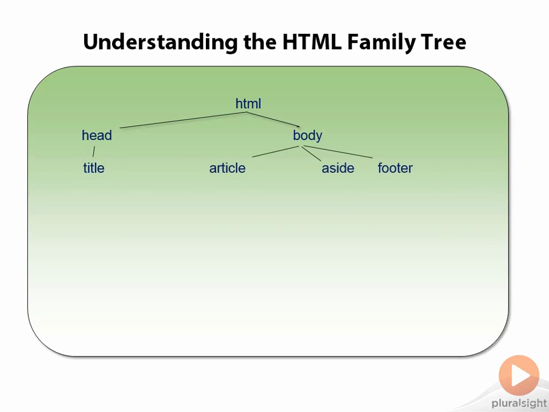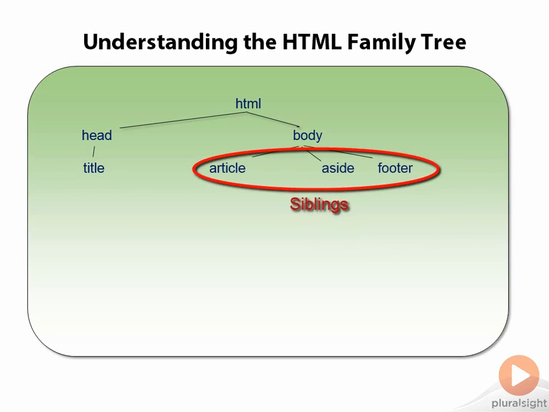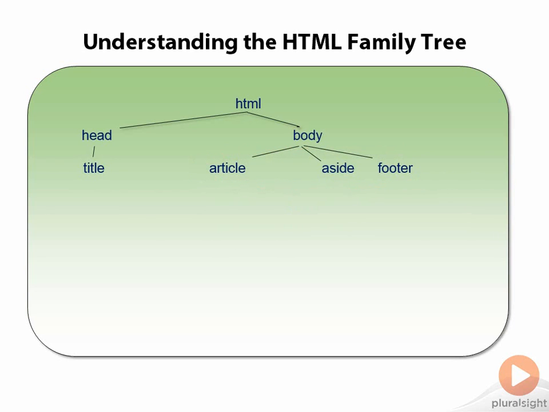Elements that are at the same level and share a parent are siblings. So article, aside, and footer are siblings. Title is not a sibling because it does not share a parent. And we do not recognize the cousin relationship.